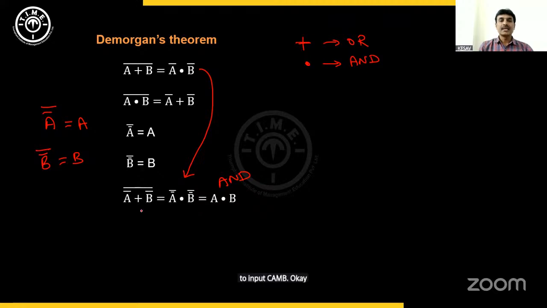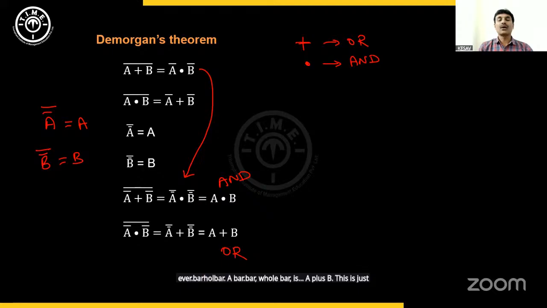Okay. Similarly, A bar dot B bar whole bar is A plus B. This is just the OR output. OR gate output is A plus B. A dot B is the AND gate output.